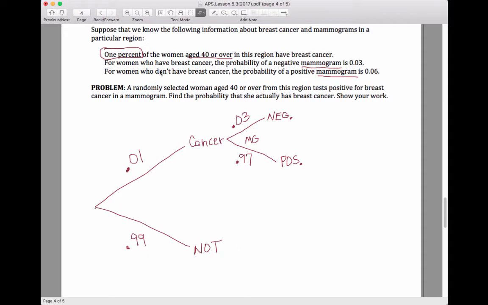And then the third statement says, for those that do not have cancer, that's the 99%, the probability of a positive mammogram, so they're now saying the probability of a positive mammogram is 6%. And of course, that's a lie. That's not true. These women do not have breast cancer, but 6% of the time they will be told that they do. And then, of course, if 6% of the time they were told that they do, then 1 minus 6%, or 94% of the time, they're going to be told that they do not have breast cancer, which is the right answer.